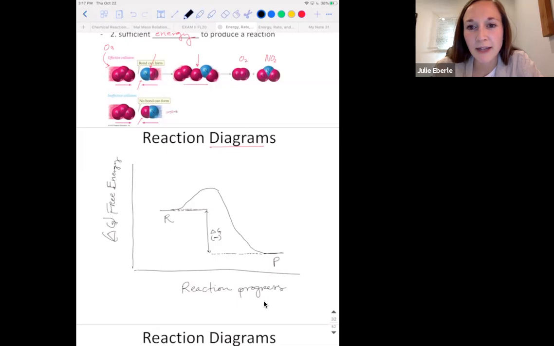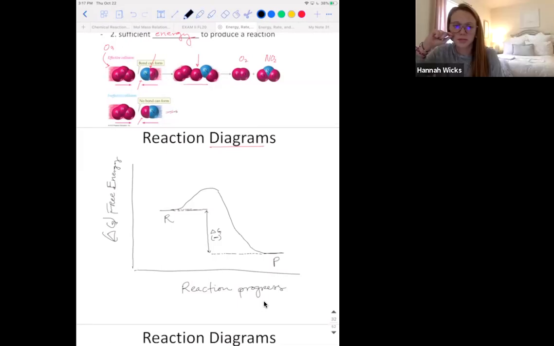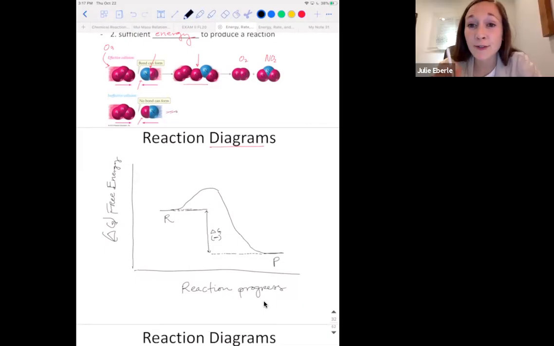Anybody remember those terms, exergonic or endergonic? Is it exergonic? Exergonic, yep. Don't confuse exergonic and exothermic. Exothermic is negative delta H, exergonic is negative delta G. All right, now I'm going to draw another reaction pathway.